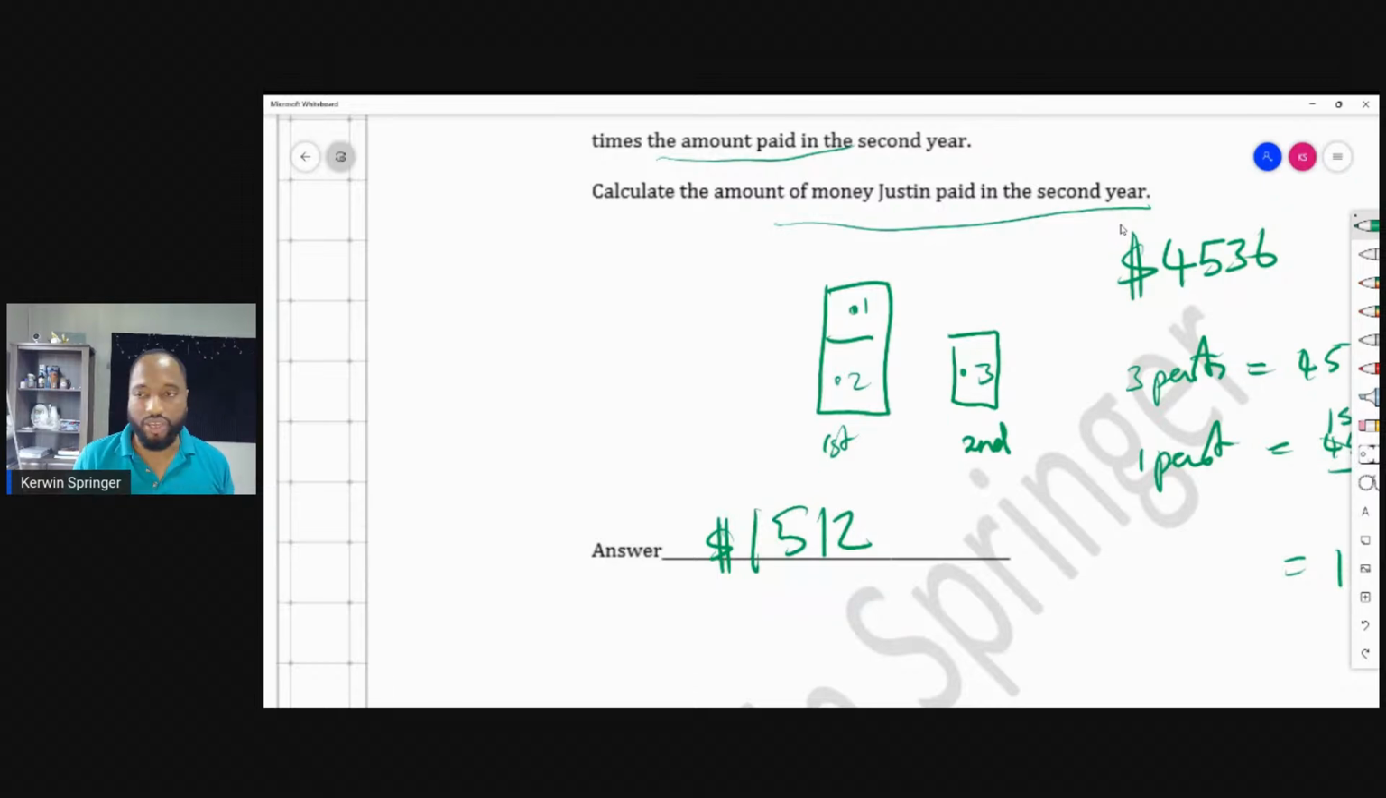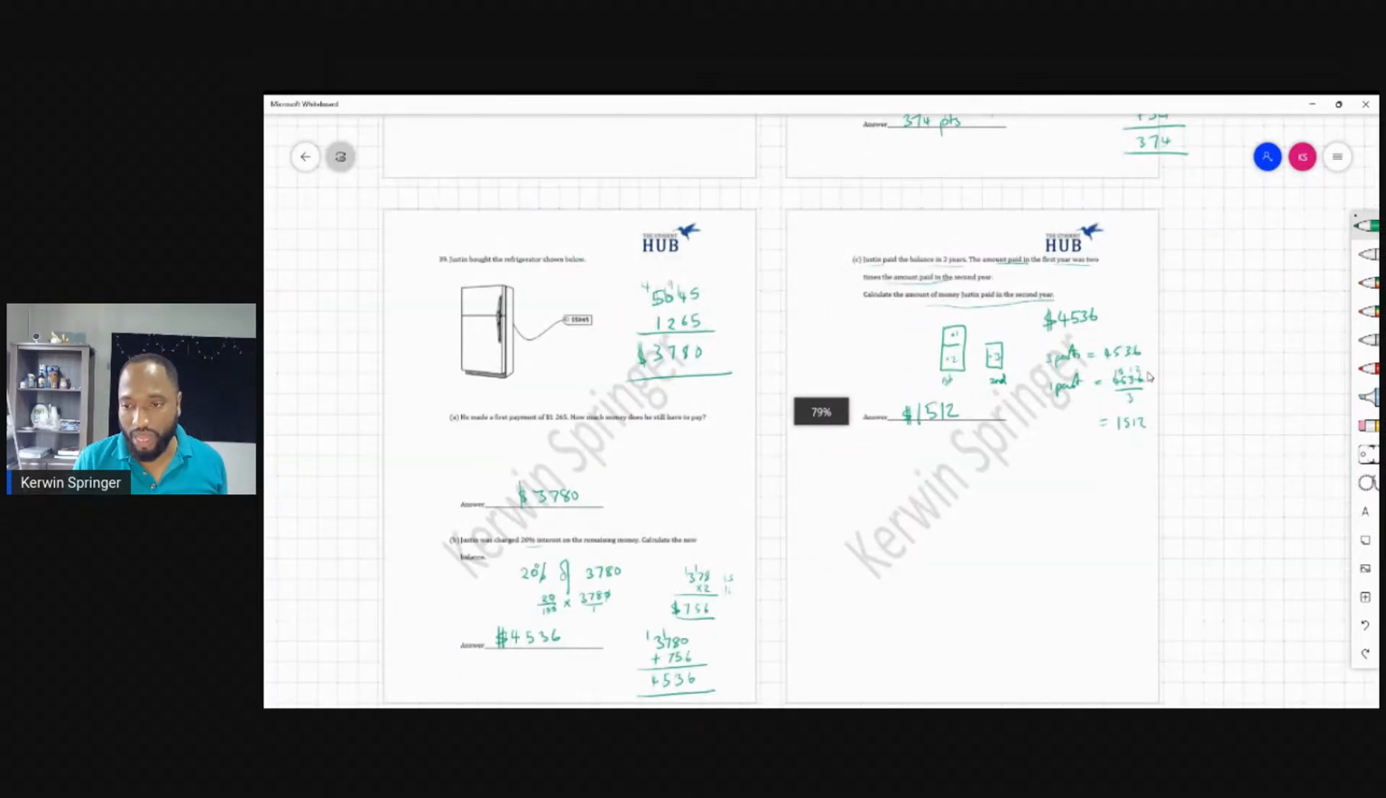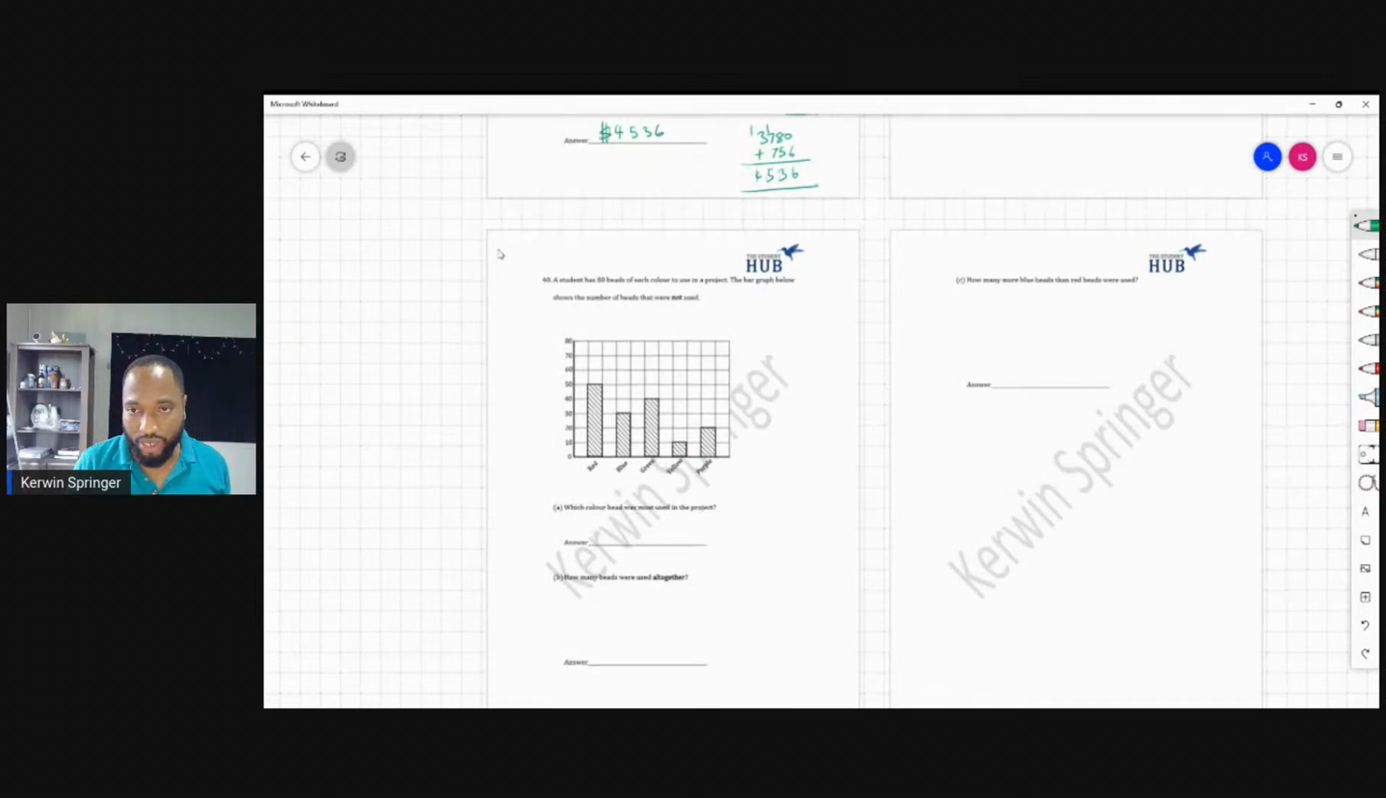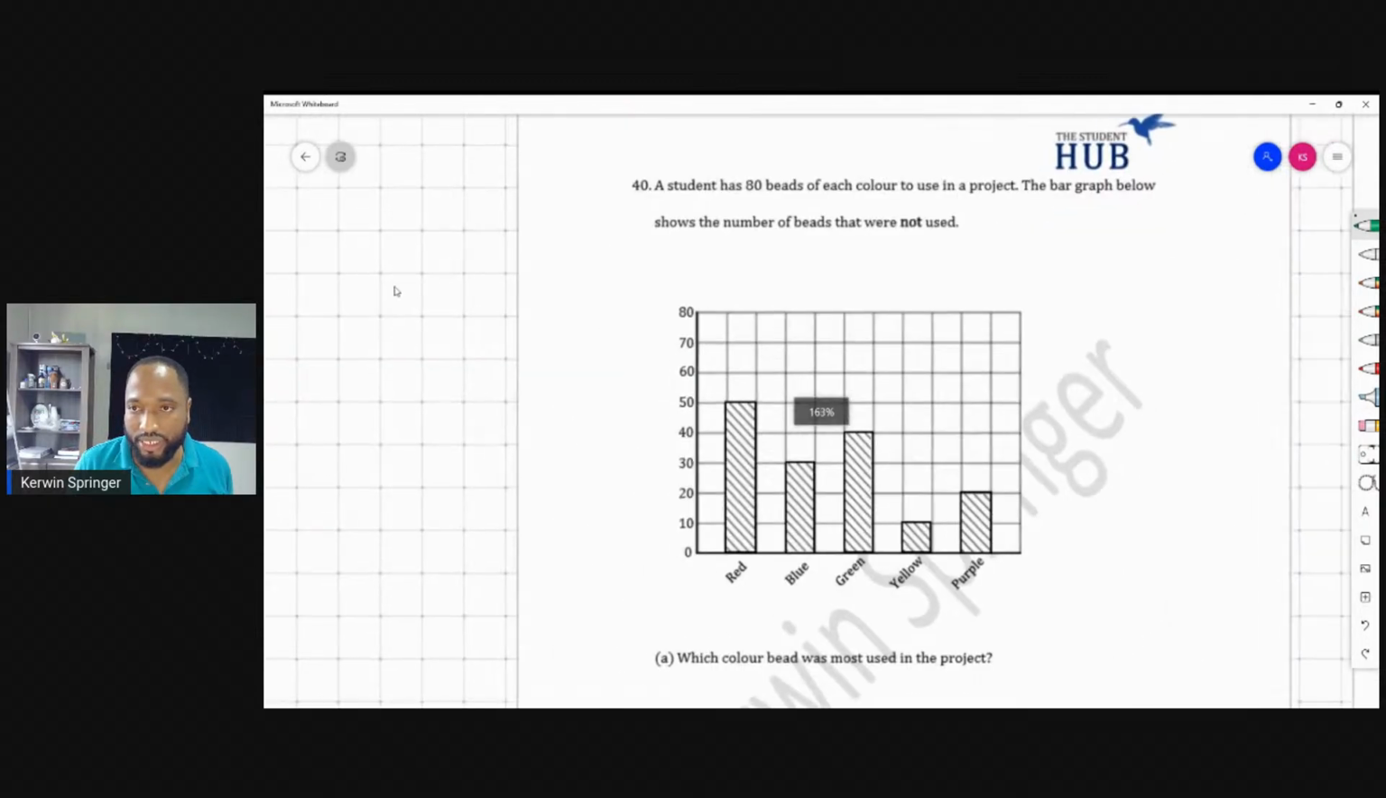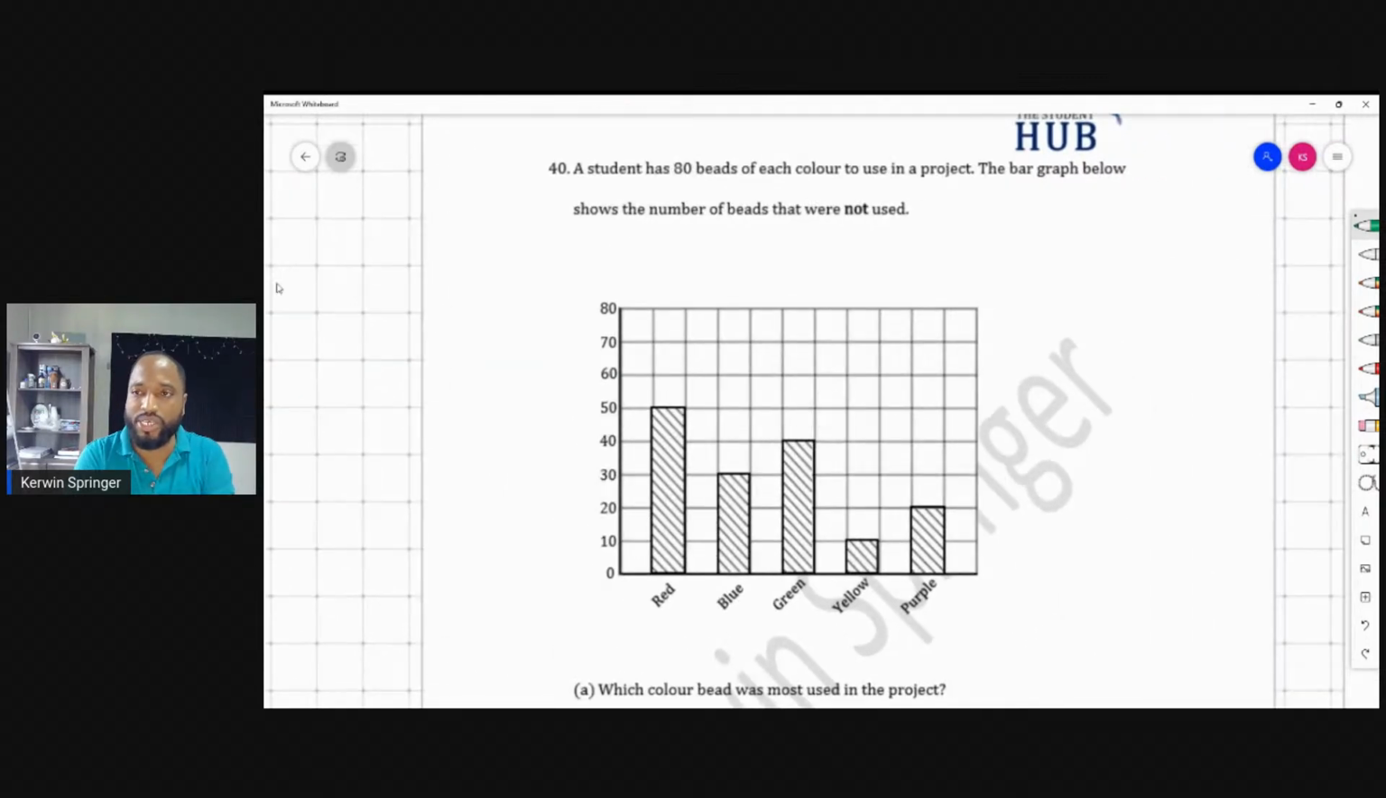All right. Okay. So those of y'all who are waiting for a topic to come back that you're going to get in the exam, here we go. We are back to stuff that you all can be tested on. A student has 80 beads of each color to use in a project. The bar graph below shows the number of beads that were not used. Well, yes, not used. I don't remember that. Were not used. Okay.